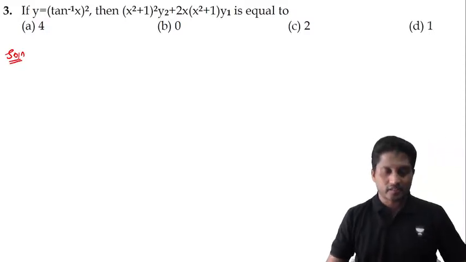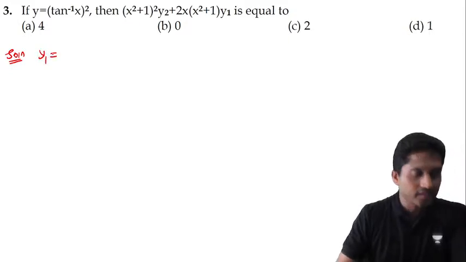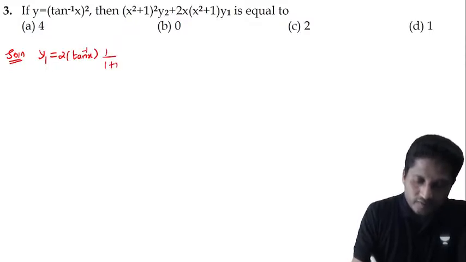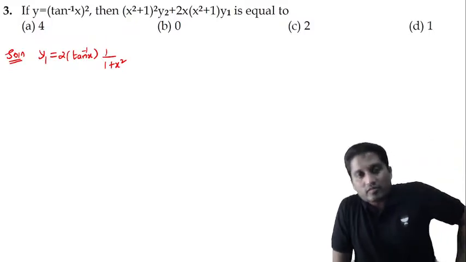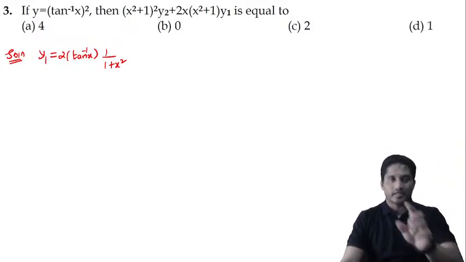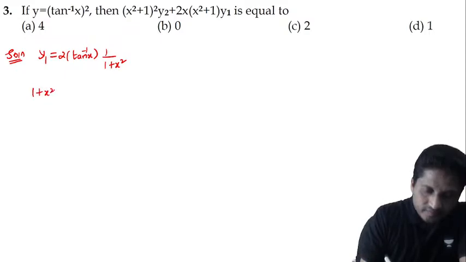If I differentiate this, y1 is equal to differentiation of x square is 2x, I get 2 tan inverse of x. Then chain rule, differentiation of tan inverse of x is 1 by 1 plus x square. I'm just using chain rule. Right, no, don't differentiate directly once again. Let us cross multiply. If I cross multiply, I get 1 plus x square into y1 is equal to 2 tan inverse of x.